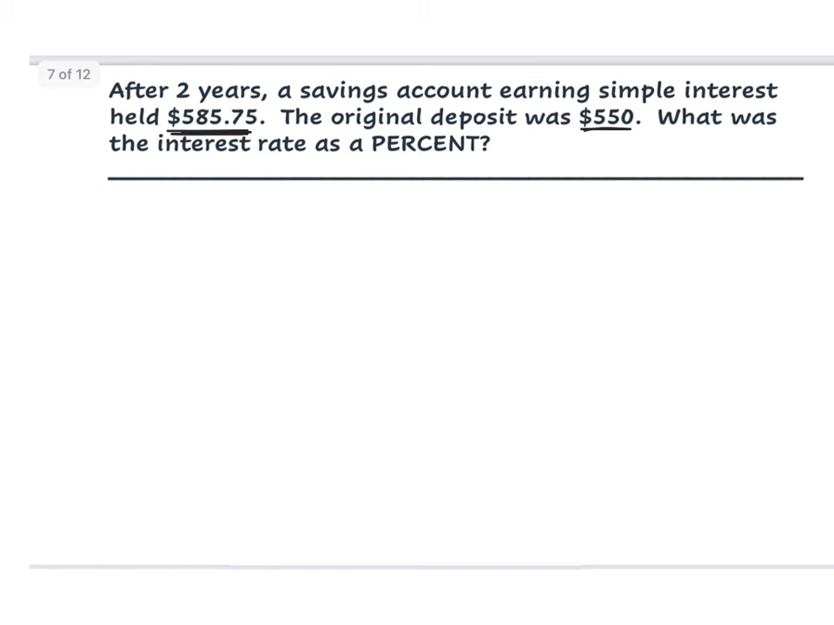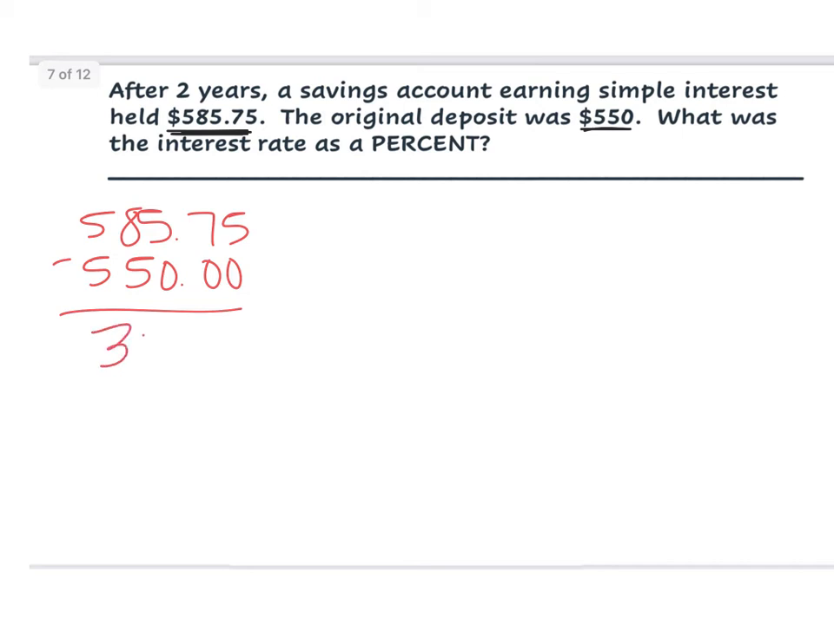So we need to first start this problem by subtracting the ending amount, $585.75, from $550 to figure out how much this person actually earned in just the interest. So when you subtract the two, you should get $35.75. Okay, so that's going to be the interest. All right, so now that's the interest that was accrued.